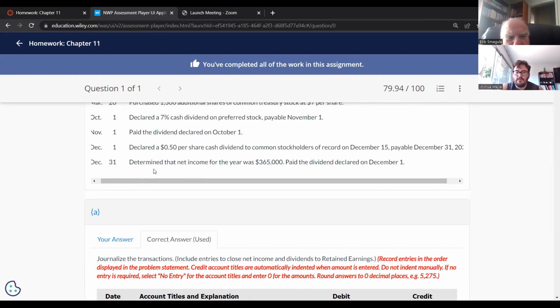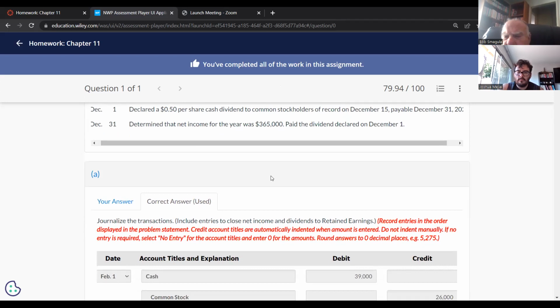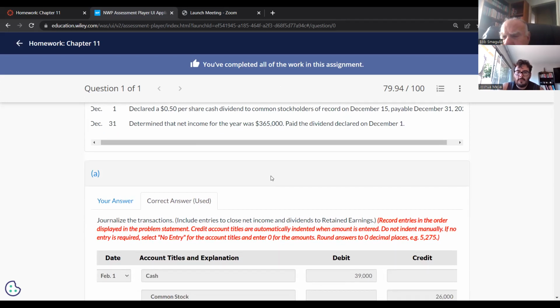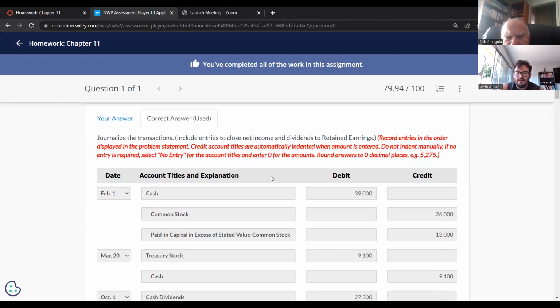It might be worded as, what's the closing entry? Remember you're saying that once in a while you see a word that shakes you up. That's what this is doing here. Determine net income for the year was 365. There's nothing there that tells me you needed to write the closing entry, and that's all that thing is.